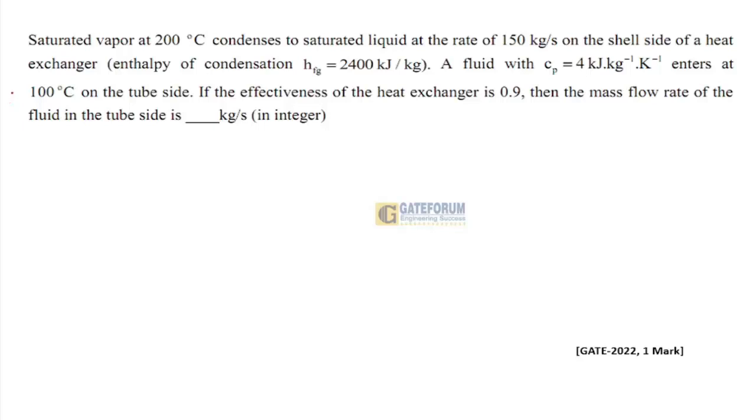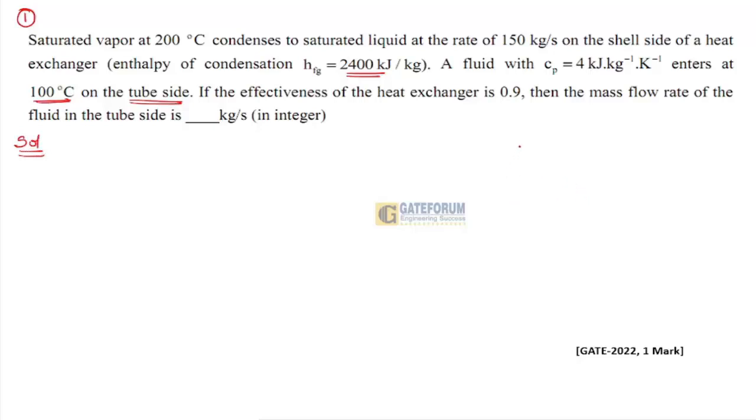So moving on to the first question. A saturated vapor at 200 degrees centigrade condenses to saturated liquid at the rate of 150 kg per second on the shell side of a heat exchanger. The enthalpy of condensation, hfg, is 2400 kilojoule per kg. A fluid with Cp as 4 kilojoule per kg Kelvin enters at 100 degrees centigrade to the tube side. If the effectiveness of the heat exchanger is 0.9, the mass flow rate of the fluid in the tube side is dash kg per second, in an integer.